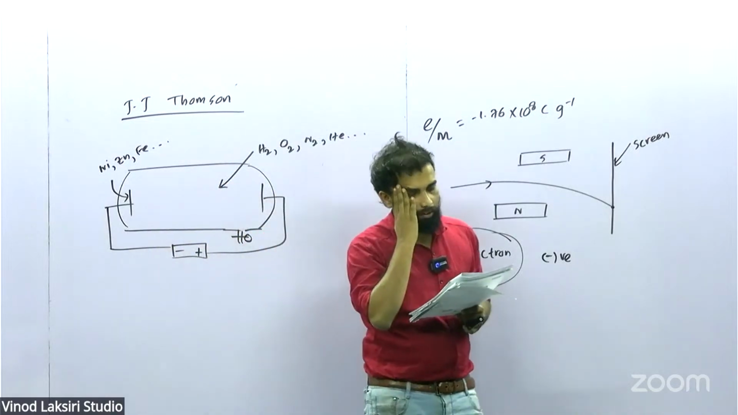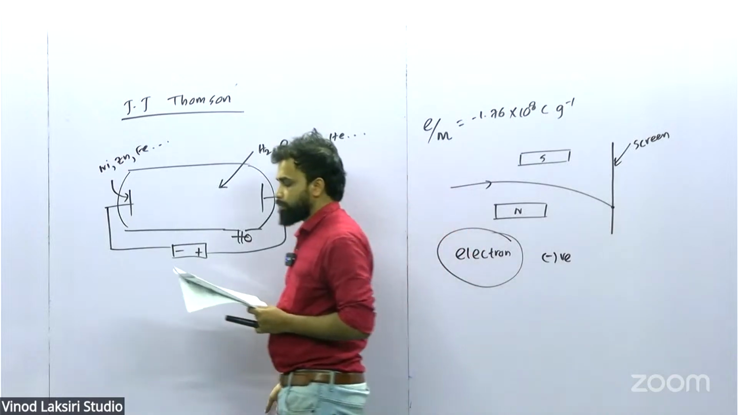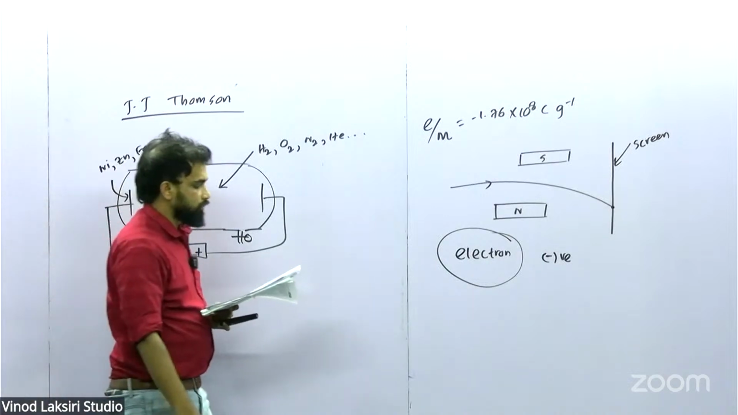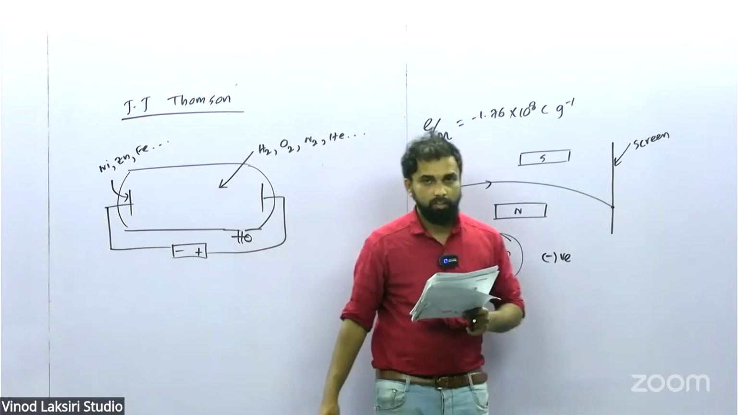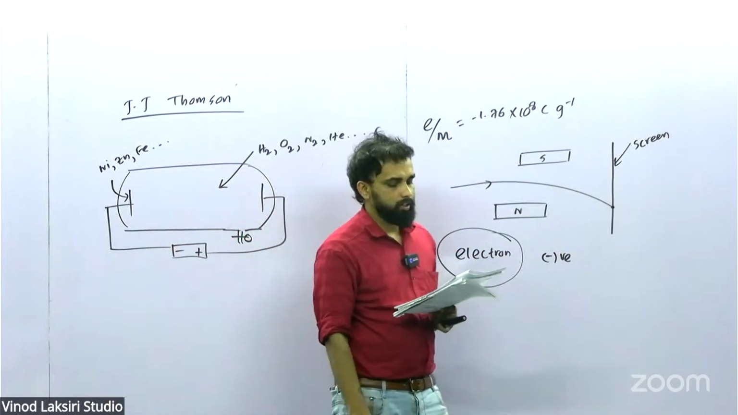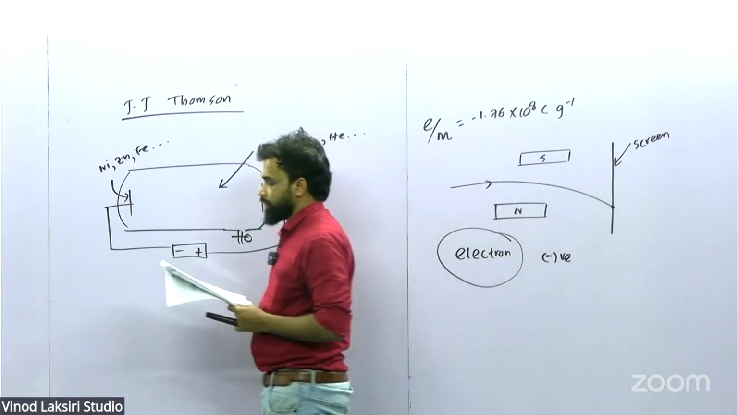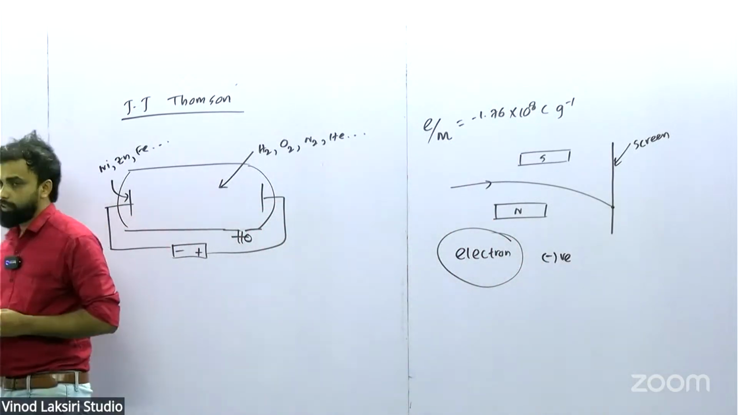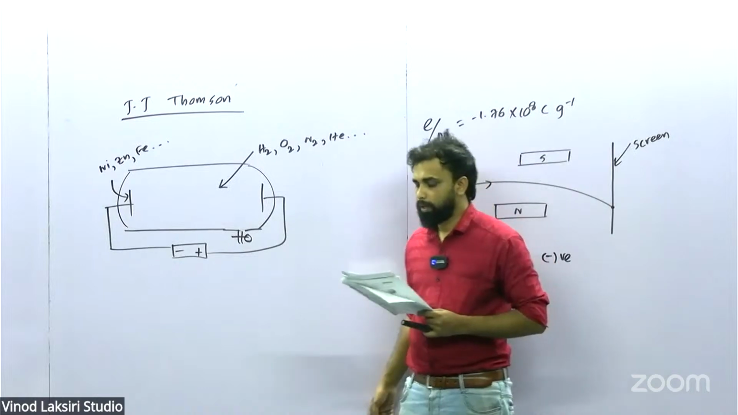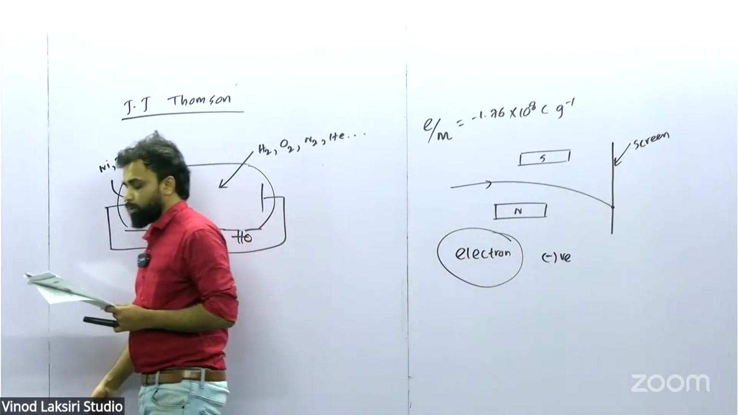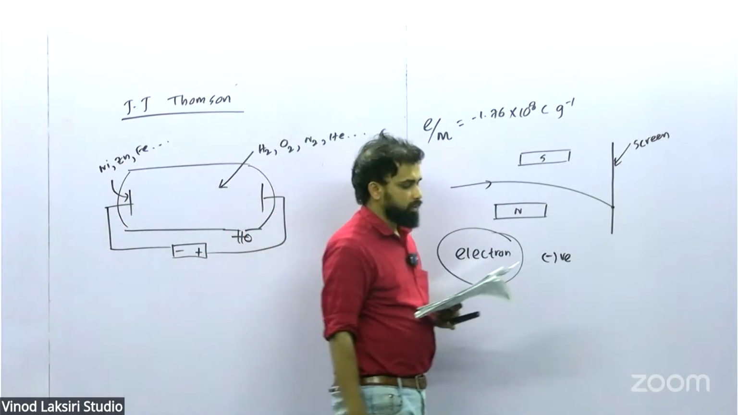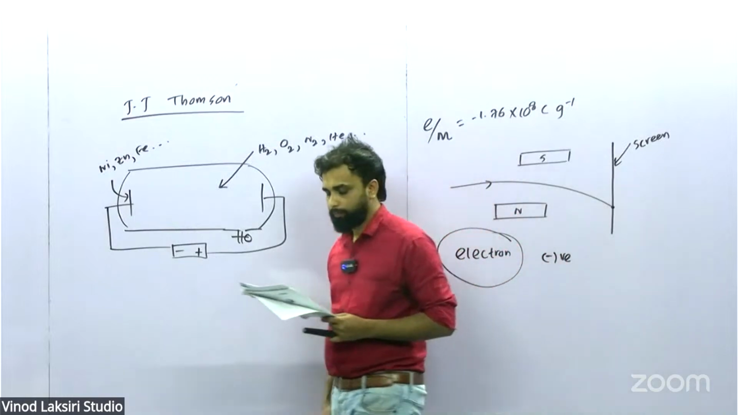Then he measured the E divided by M value for each situation, by using the deflection through a magnetic field.